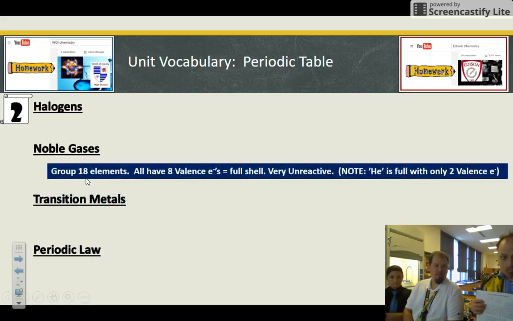And just the opposite is to be said of these noble gases, group 18 right there. This is all the group 18 elements. They have 8 valence electrons, which means they have a full shell. They are very unreactive. Note: He is the only one with 2, but he can only have 2. They are very snooty, the royals. They don't like to mess around with us peasants. So they're not very reactive at all.